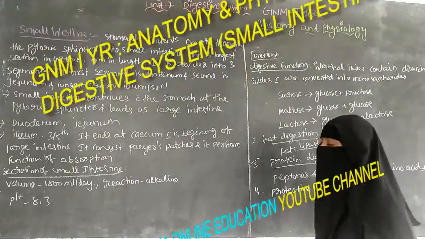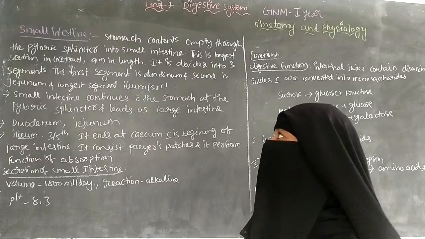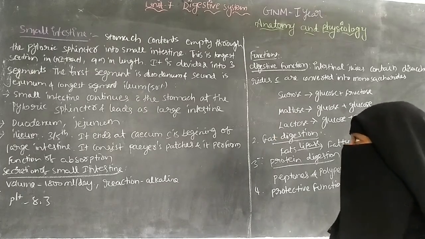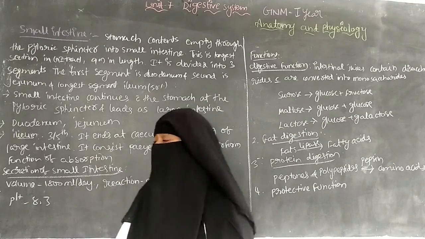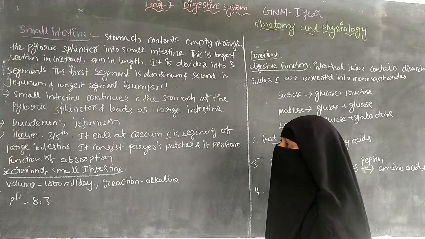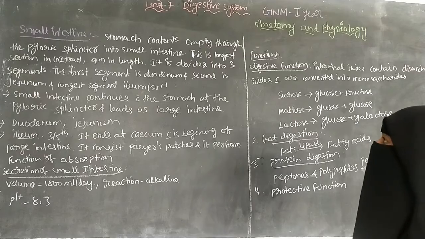Discuss about the anatomy and physiology for the GNM first years. In this we are going to discuss unit 7, that is the digestive system. In the last class we saw up to the stomach. Today we are going to discuss the small intestine. So today's topic is the small intestine.